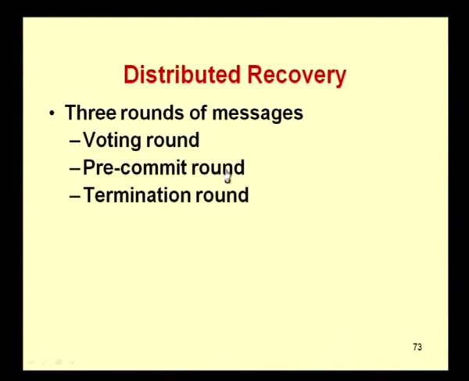So, there are three rounds of messages, as already discussed: voting, pre-commit and termination. Now we have seen two-phase and three-phase. In the two-phase, the coordinator sends a message and waits for the decision. If it receives yes, then it does the commit, otherwise abort. Once it decides, it sends a global abort or a global commit, that is all. In the three-phase, we have voting and also a pre-commit, so one more round before the actual termination occurs.